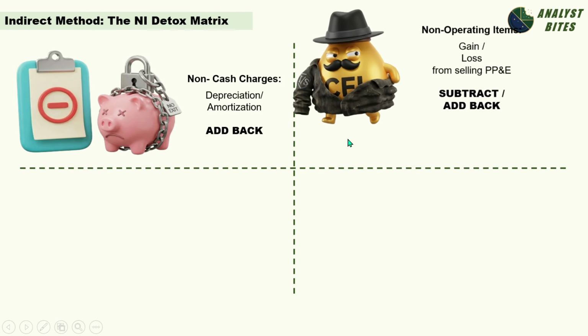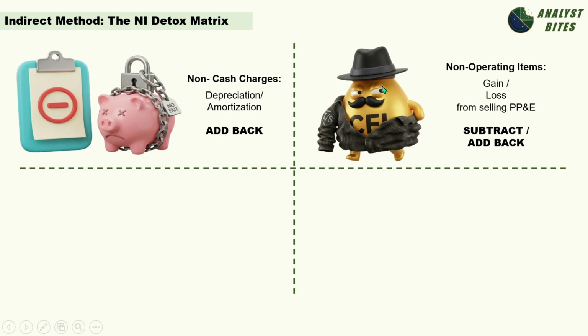Number 2, non-operating items. The classic example is the gain or loss from selling equipment. Ask yourself, is buying or selling machines an operating activity? No, it's investing. Look at our importer money bag. It wears an income statement jacket and changes your net income, but its true identity belongs to CFI. Since it's not an operating activity, you must reverse it. If a gain increased your net income, you must subtract it. If it's a loss, you add it back. By the way, we will dive deeper into fixed capital investment in part 3 of this series.